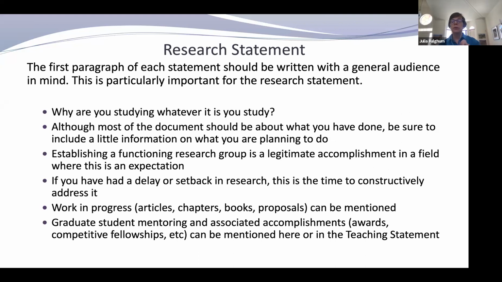So this next bullet about if you had a delay or setback was here pre-pandemic, because people have delays and setbacks for all kinds of reasons. So this isn't just about the pandemic, but if you're setting up a lab and your equipment was delayed, or your lab was flooded, or you haven't been able to recruit grad students. Once again, this is just time to explain how your research and scholarship has developed. You can certainly mention anything you've got in progress, but if you mention something in progress, it should be in progress on paper, or in your computer, not just in your head.